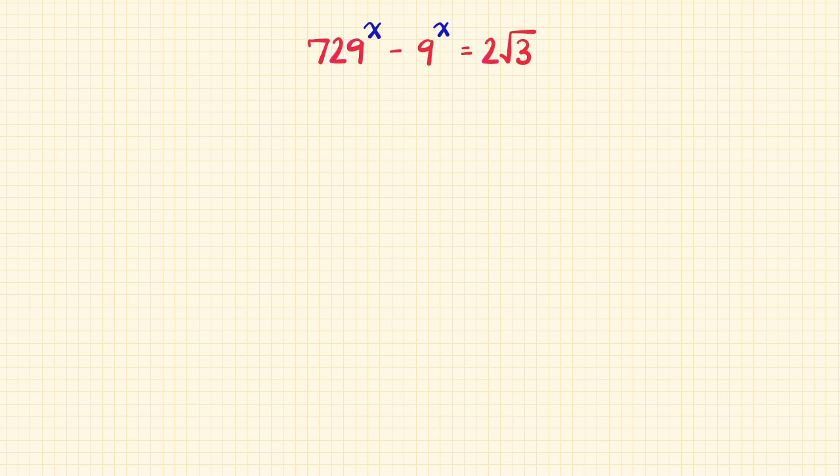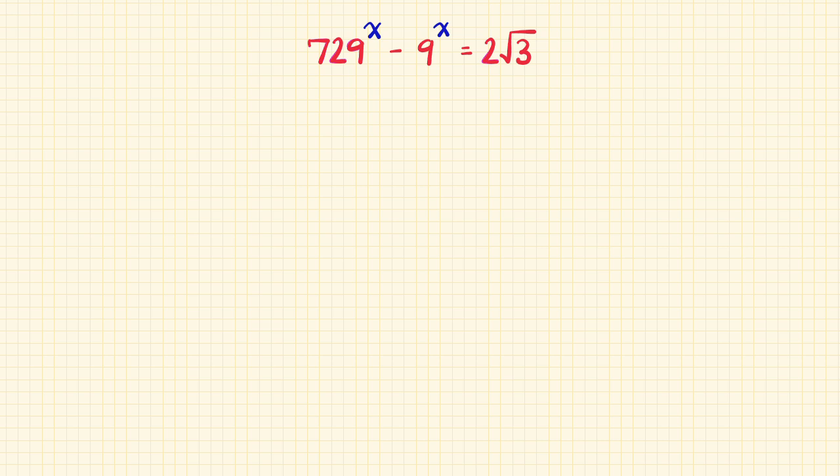We already have an exponential equation, 729^x minus 9^x equals root 3. We have to solve it. Solving means finding the value of the variable given, or the variables given, whatever.